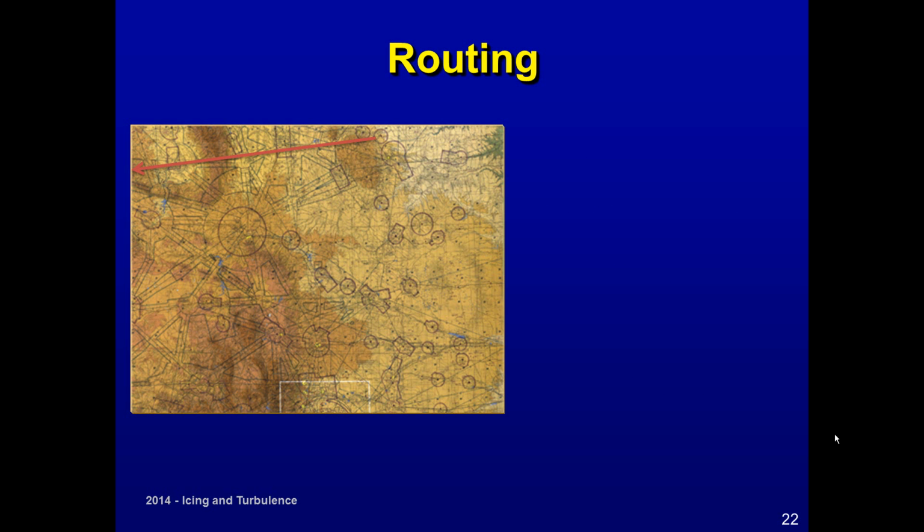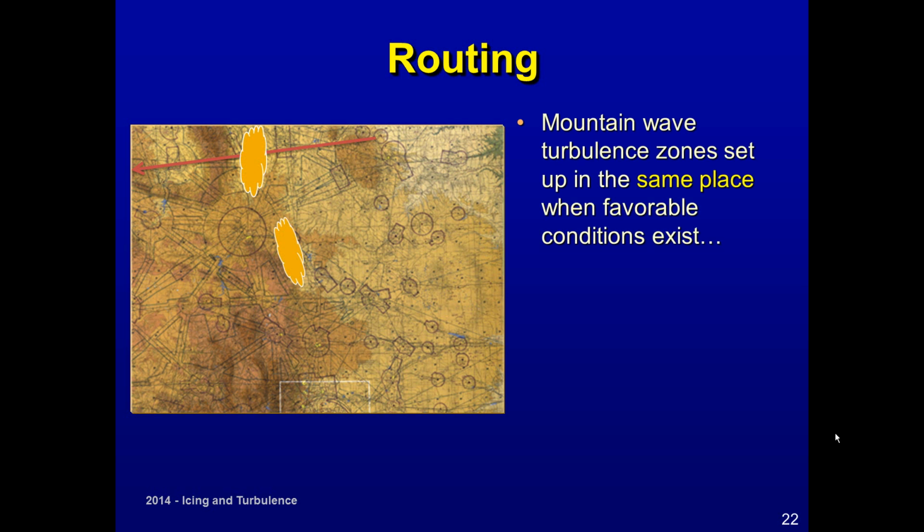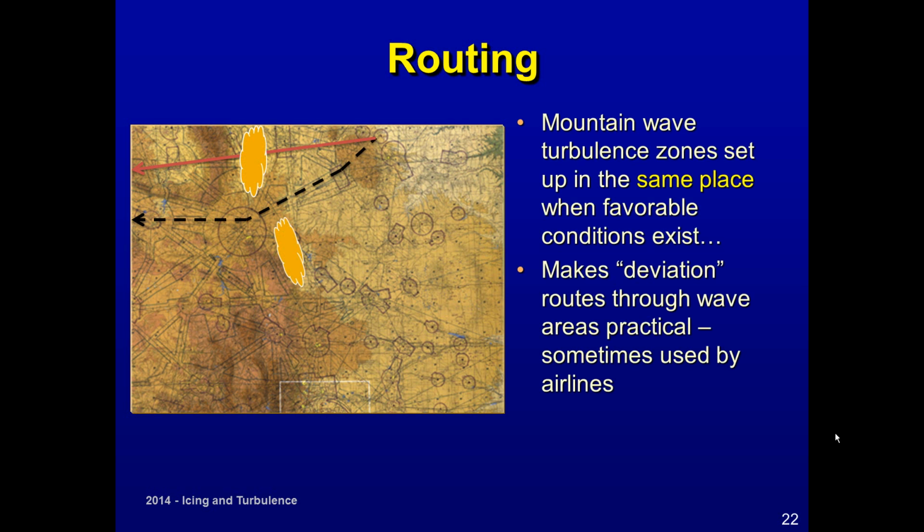One thing that is helpful for aviators to note about this turbulence is that mountain wave turbulence zones set up in the same place when favorable conditions exist. This makes deviation routes through wave areas practical. Sometimes these are used by airlines. Denver Center deals with these routes frequently.